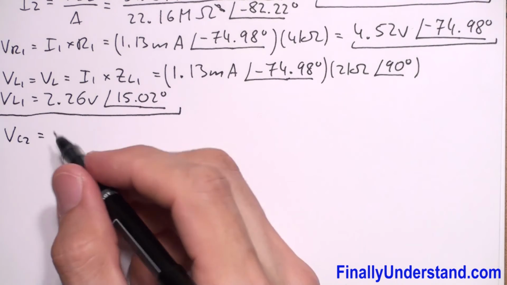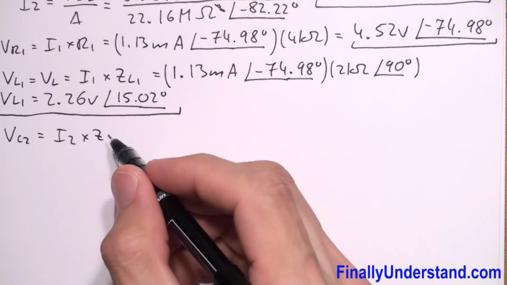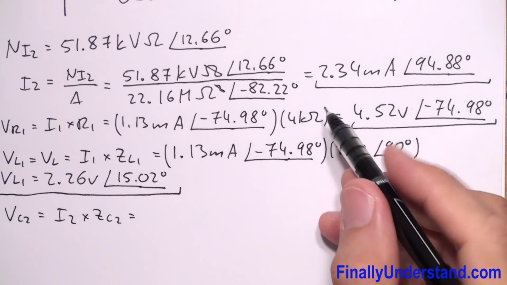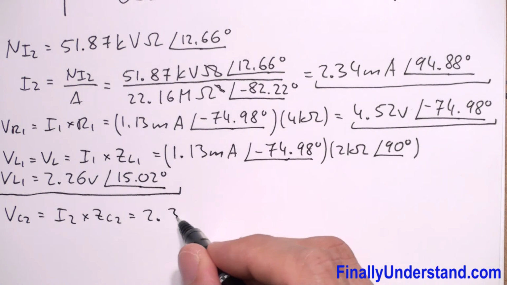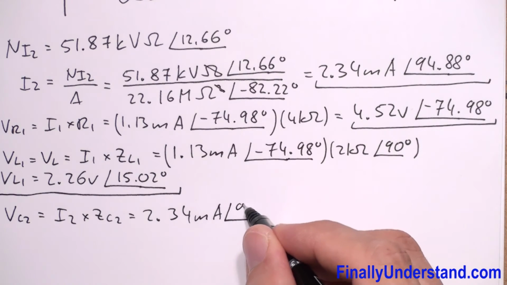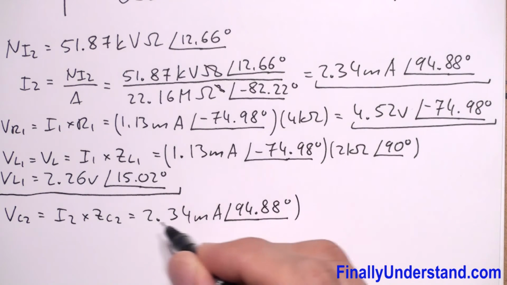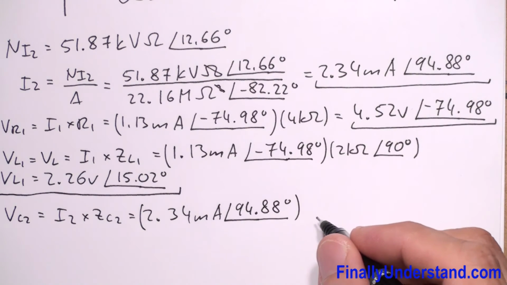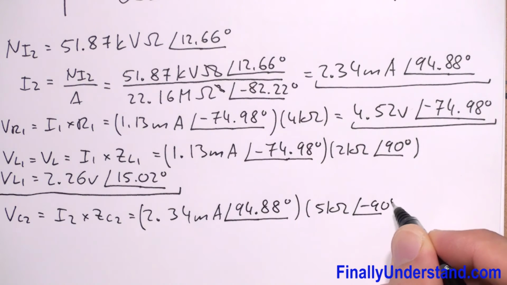VC2 is equal I2 times ZC2, where I2 we found is equal 2.34 milliamps and angle of 94.88 degrees, times ZC2 we found is equal 5 kilo ohms and angle of negative 90 degrees.